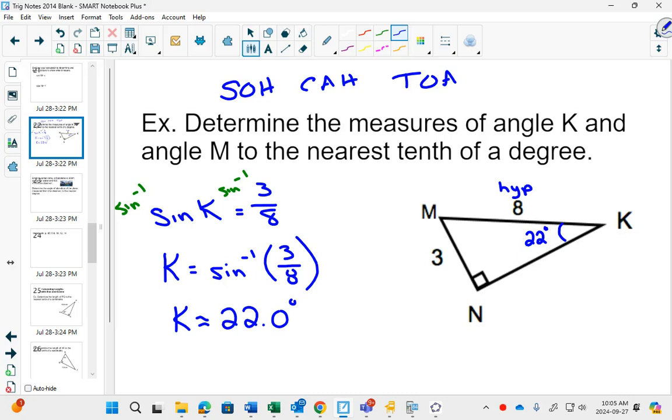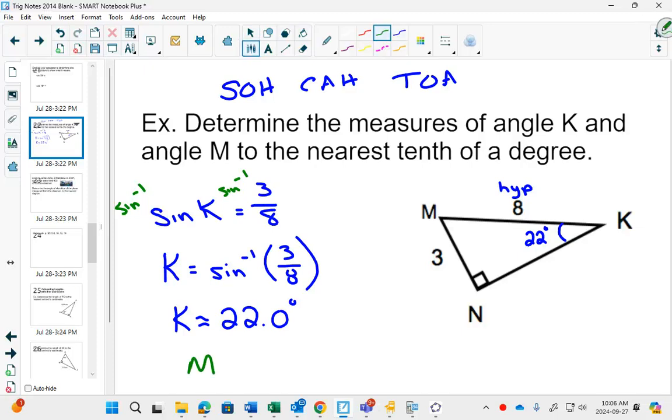Now we have to find angle M. I'm going to find angle M first in the easiest way. The easiest way is if you know this is 90 and this is 22. You see that they have to add up to 180 degrees. And that these two then have to add up to 90. Maybe it's something you can even do mental math.